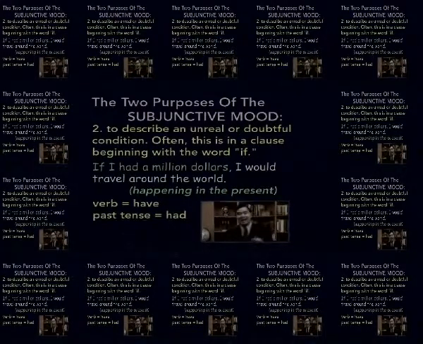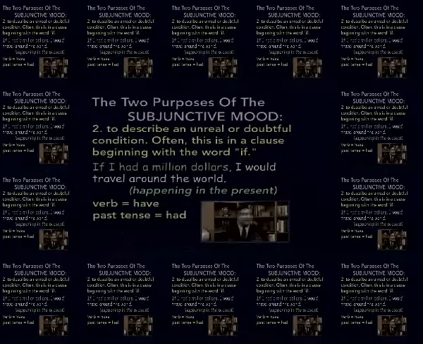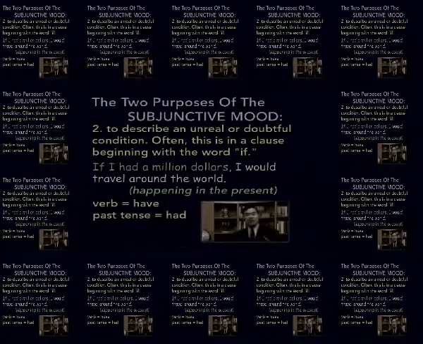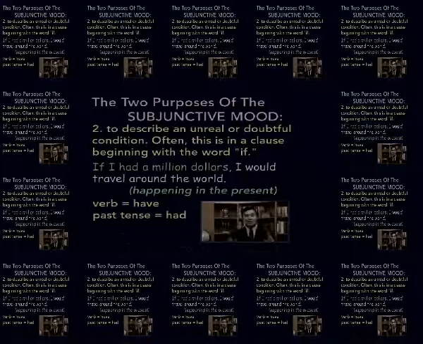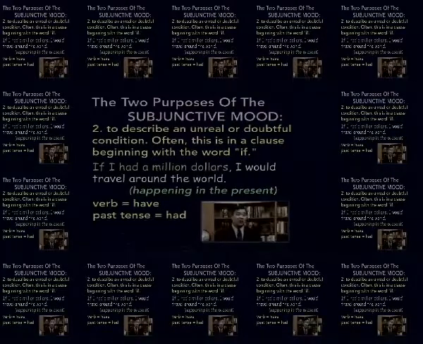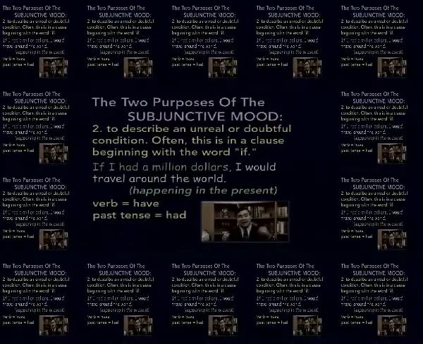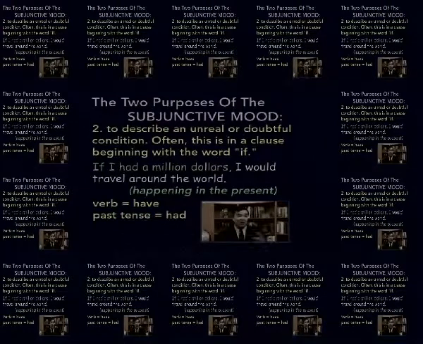If I had $1 million. It looks the same as the past tense of the verb to have, but in this case it's expressing the subjunctive mood because it's describing a condition which is unreal or doubtful. So this sentence is perfectly correct. If I had $1 million, I would travel around the world.